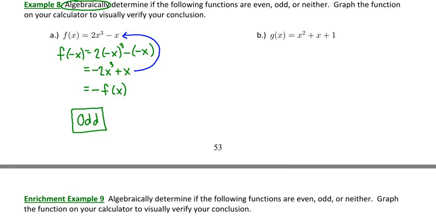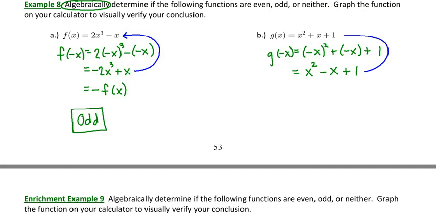Let's try our next example. We want to find g of negative x. So we're going to replace all the x's in the function with negative x's and then simplify. Negative x to the second power becomes positive x squared. We could write plus negative x more simply as minus x and plus 1. So we plugged in negative x and we simplified.